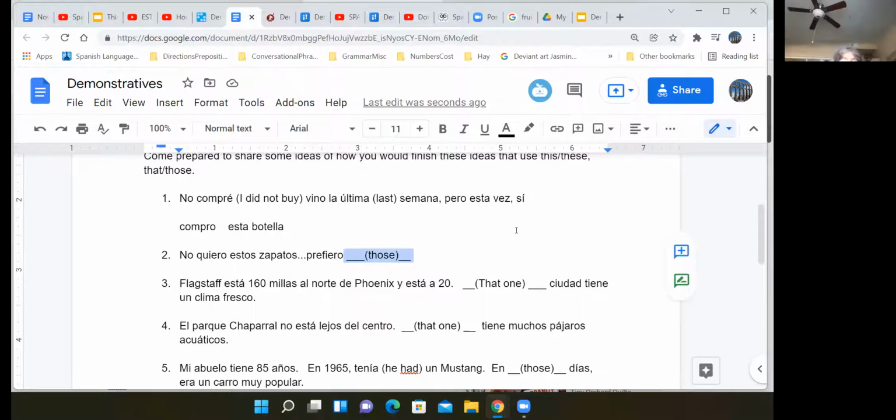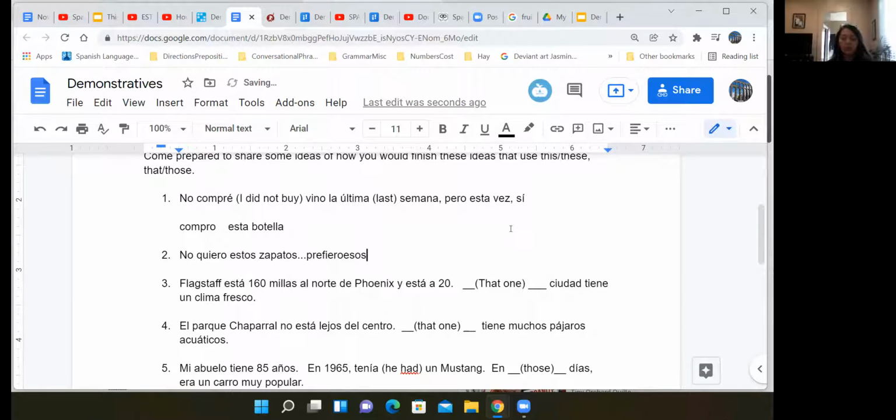Prefiero esos. I prefer those. Esos. Prefiero esos. And notice, I can even skip the word zapatos. That's redundant. I already know I mean zapatos, right? I can throw out the word zapatos and say prefiero esos. I prefer those.